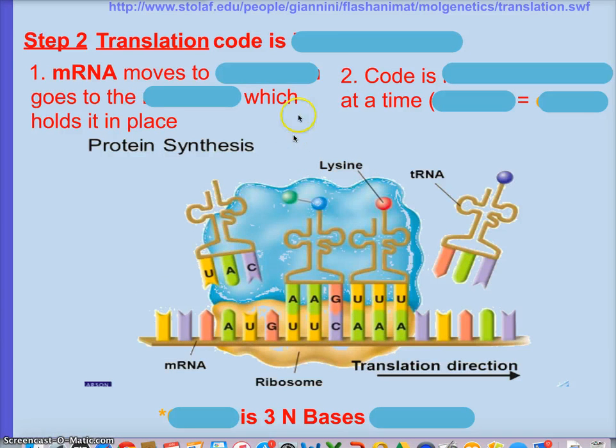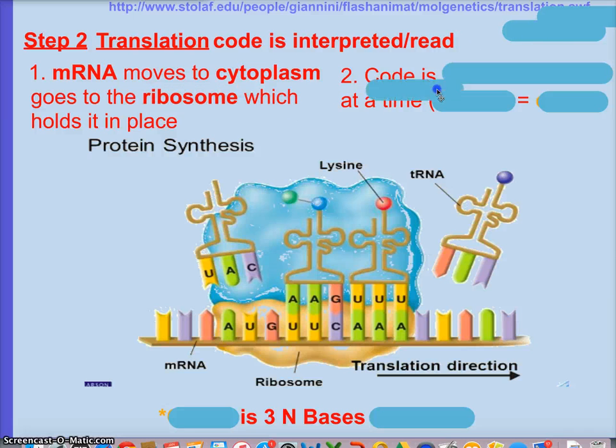So now we do translation. The code is interpreted. The code that originally came from DNA made RNA to signal specific what? tRNA is attracted to RNA, but it signals to bring what? Amino acids, okay? So mRNA, as you mentioned before, moves into the cytoplasm to attach itself to a ribosome. Together, they're going to finish the production of protein.